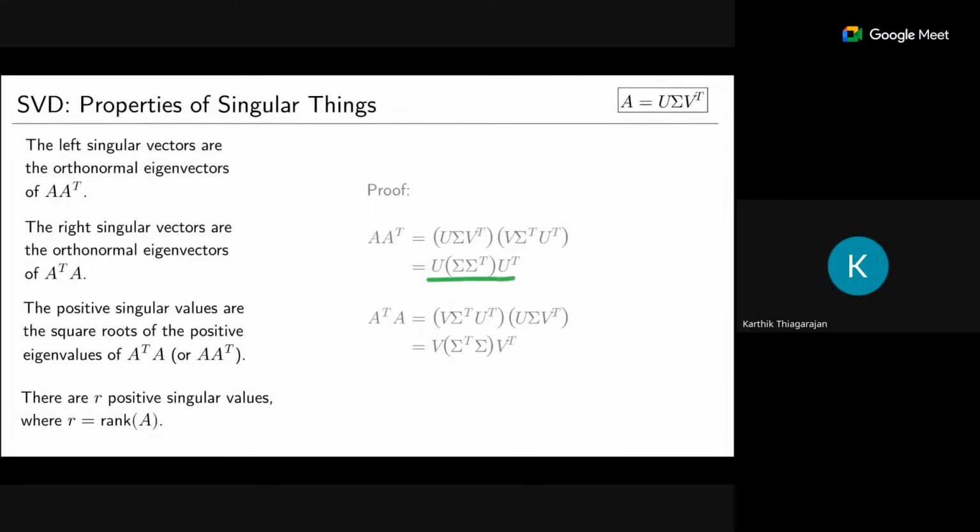So this is the spectral decomposition. Whatever we saw as spectral decomposition, that is this. Instead of unitarily diagonalizable, it's orthogonally diagonalizable because these are orthogonal matrices. So this is where it comes from. U will contain the eigenvectors of A A transpose, so these are the left singular vectors. V will contain the eigenvectors of A transpose A, and V will have the right singular vectors. So that is how these properties are derived.